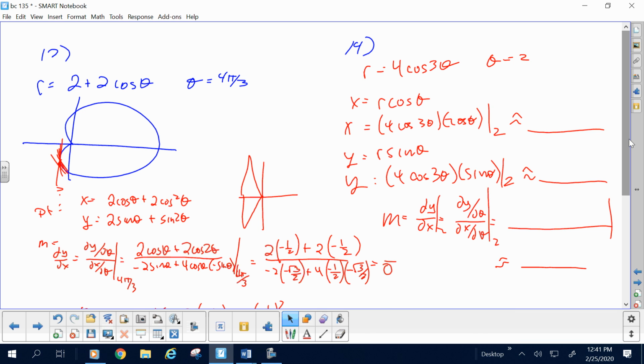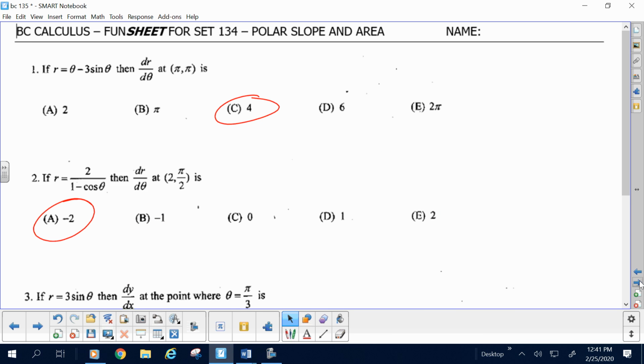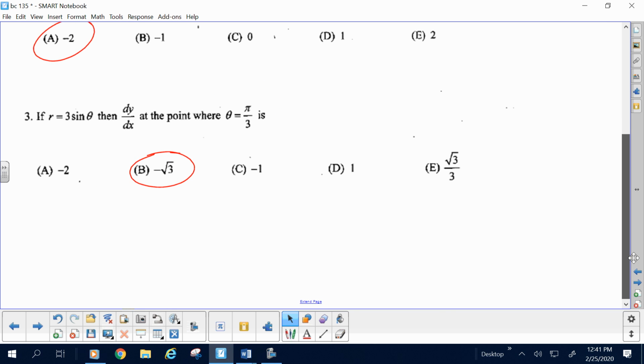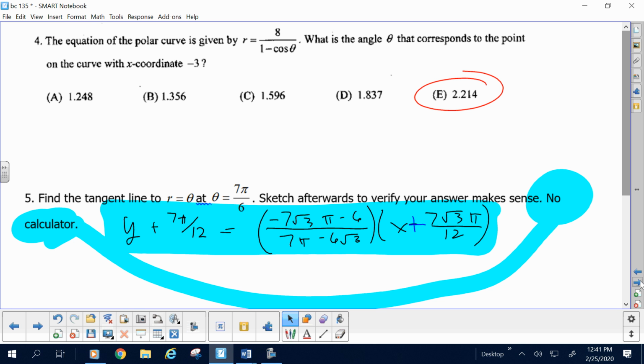Okay. Can we go through a few quick answers to 134 extra practice? For the front sheet with staple, did you get number 1 is C? 2A. 3B. 4E. Right. 5 is hideous. Wow, no calculator. That was mean. So there's your line. I did it! Thank you. Is that what it looks like?